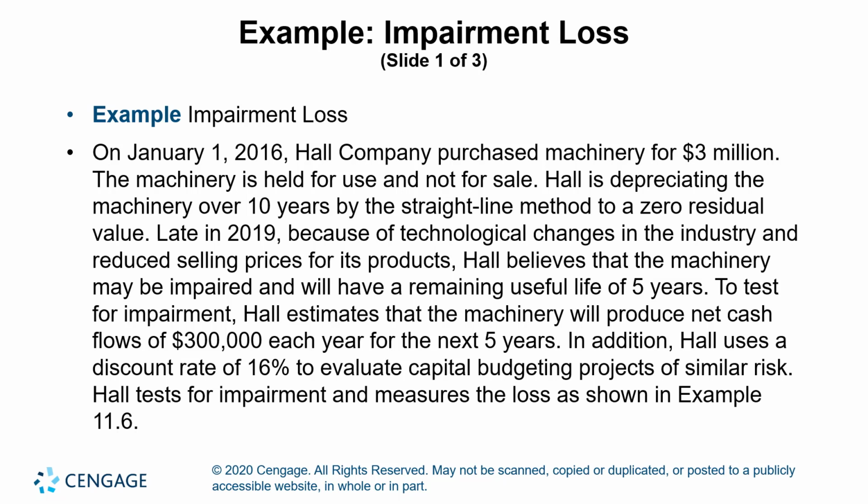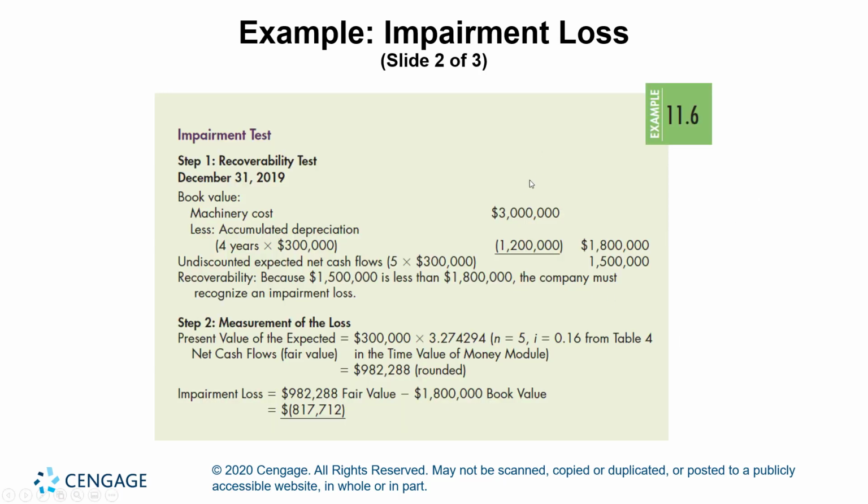The book value is currently listed at 1.8 million, so we need to make an impairment loss of 817,712. GAAP does not specify how to record the write-down. It does indicate that you must reduce to its new depreciable basis. So it's loss on impairment, credit accumulated depreciation. Hall reports the loss as income from continuing operations on its income statement, and in plant, property, and equipment at its fair value. So it would have a new fair value of 982,288. Then they will depreciate that over the remaining 5-year life.